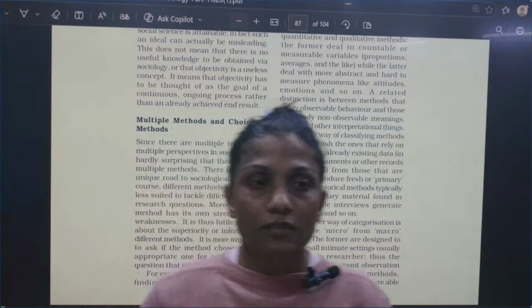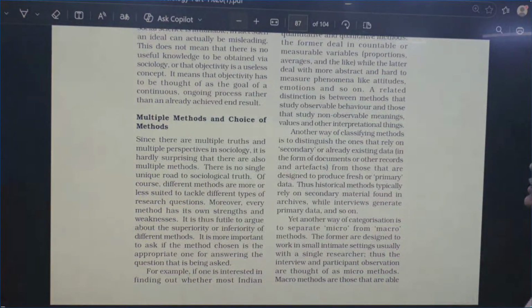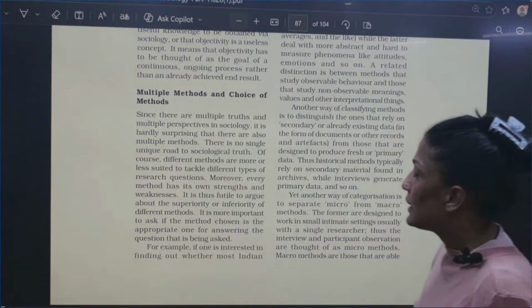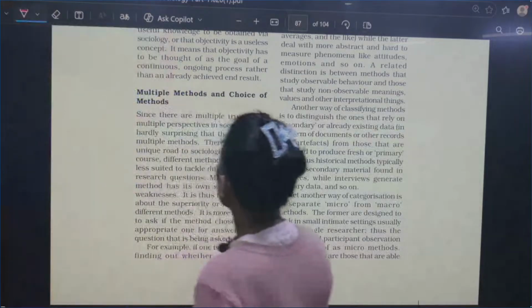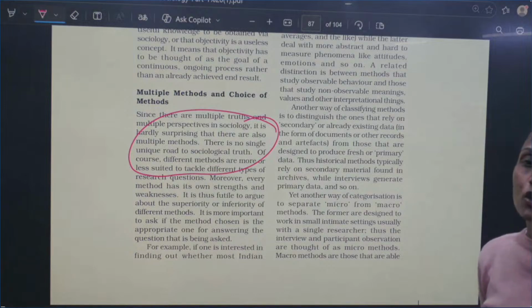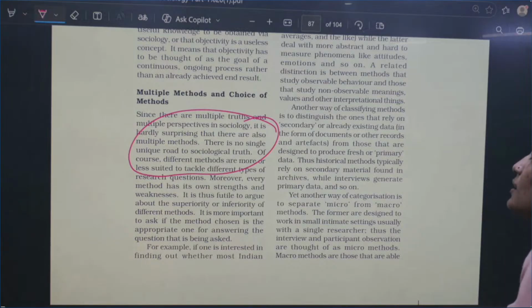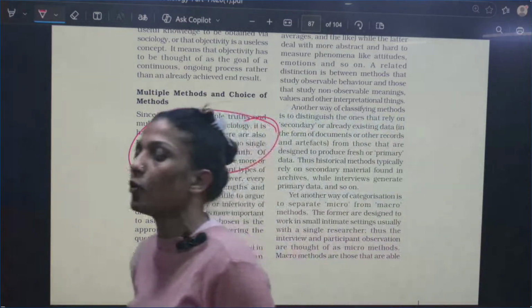Okay, now let's start your NCERT today. I think we are going to complete this. Multiple methods and choice of methods. So you can see that we do not have only one method of getting into sociological truth. We have different methods, but most of them come out of two major branches, macro sociological methods or micro sociological methods. Write down this point.